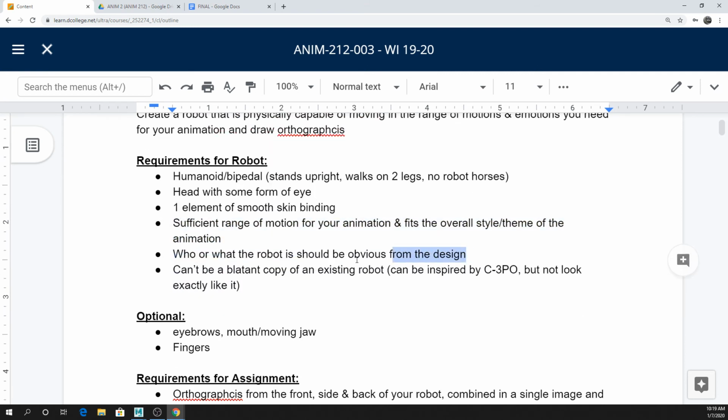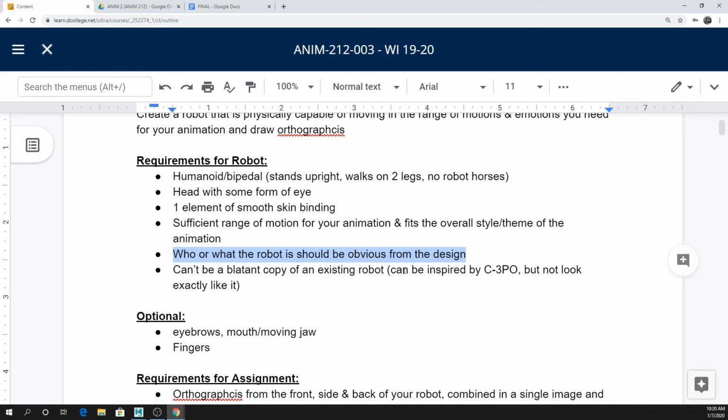Also, who or what the robot is should be obvious from the design, insofar as it affects the story. So if your whole plot hinges on the idea that your robot is a ninja, and you can't tell that this robot is a ninja from the design, that could potentially make your story unclear. So that's why you'd want to address ninja robot and make it clear from the design what that robot is. Same kind of thing if your robot's a cop or something like that. Find ways to maybe make it look coppy. I realized it was an actual word. But again, I'll go over this more later.